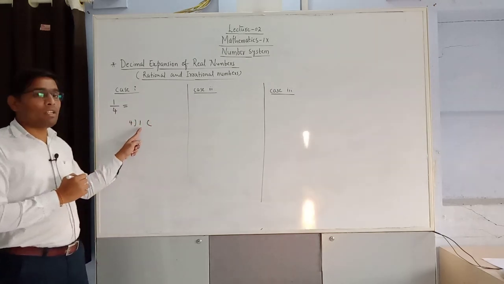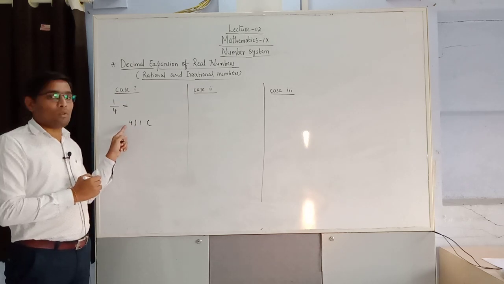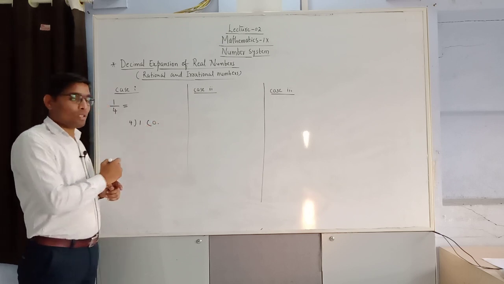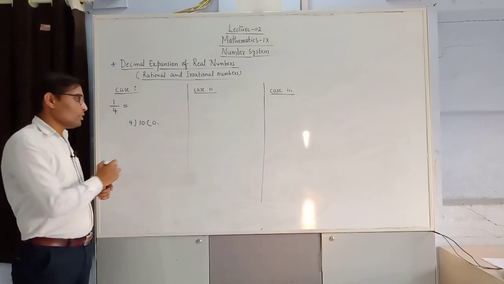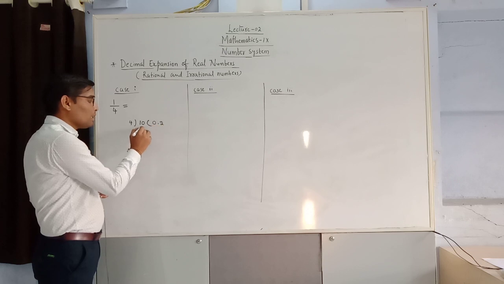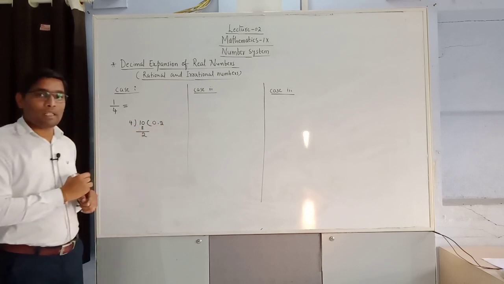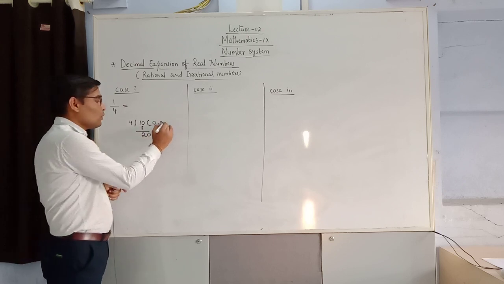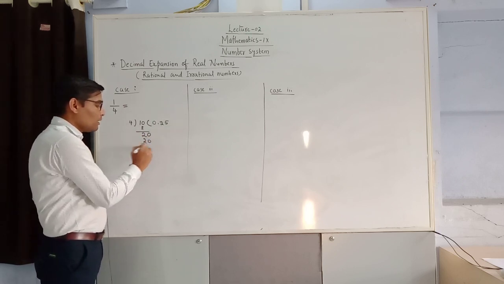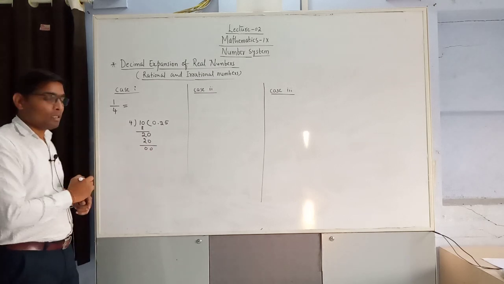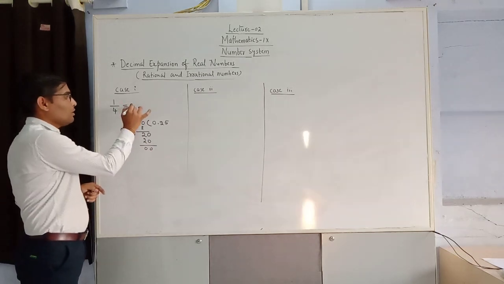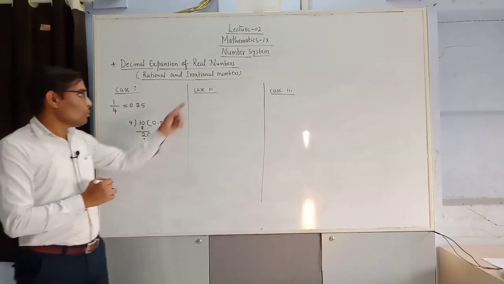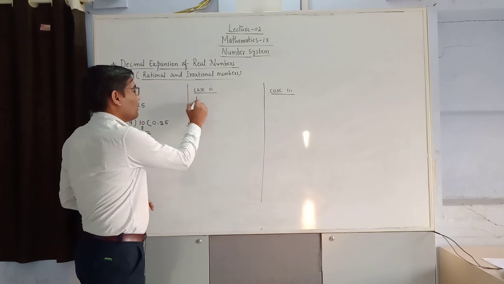Here the dividend 1 is smaller than the divisor 4. Therefore it is not possible to divide. By that time put a point in the quotient and add 0 to the dividend. Now 4 2s are 8. Remainder is 2. Now again take a 0 over here. Then 4 5s are 20. Remainder will become 0. By that time we can write the decimal expansion of 1 by 4 as 0.25.